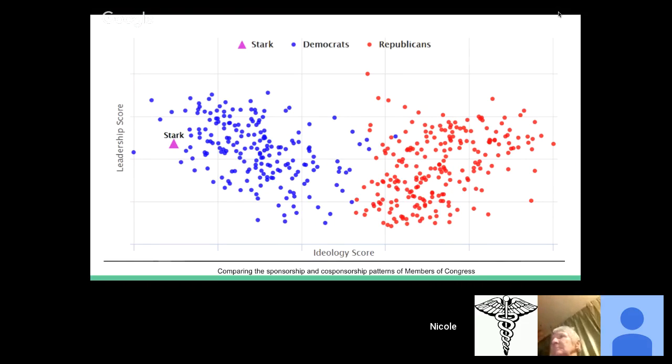So this is an ideology chart, and it's just a little extra information that I found. And this chart shows where Stark stands in the House of Representatives in 2013 among the Democrats.